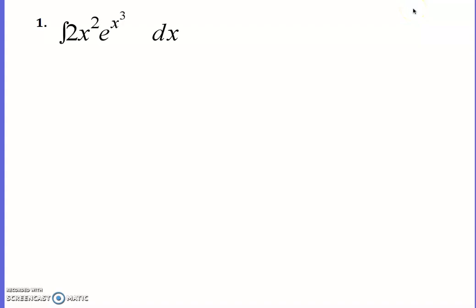Okay, so let's start with some e to the x's. When you're doing the integral and you have an e to the x in the problem, whatever's in the exponent is going to be u. We're doing u substitution here, so we have to remember some stuff with that.